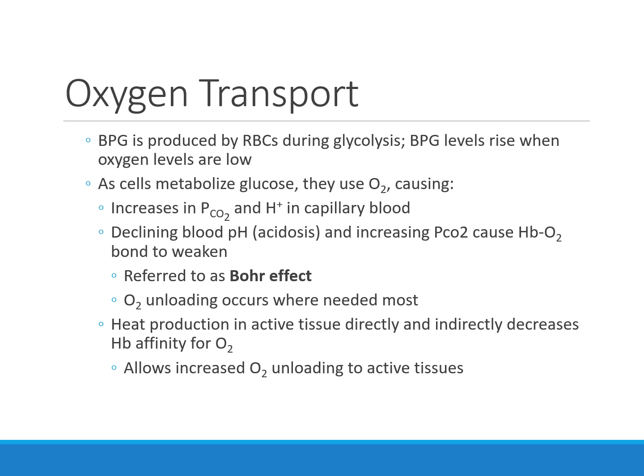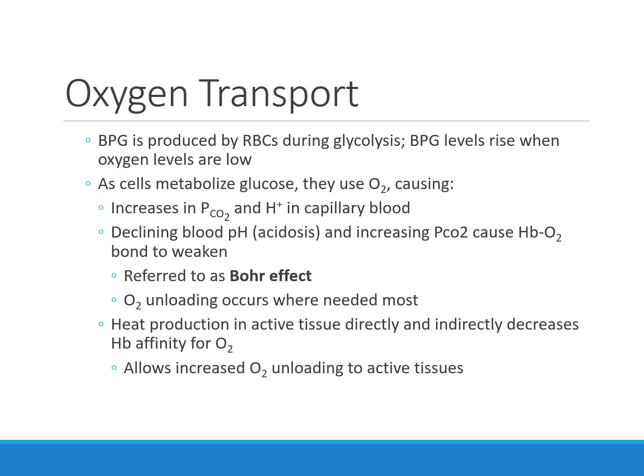BPG levels rise when the oxygen levels are low. So as cells metabolize glucose, they use oxygen. That's the whole idea of cellular respiration. And in doing that, they cause increases in the pressure of carbon dioxide and the hydrogen ion in the capillary blood. That declining pH, because remember hydrogen ion is an acid, and it causes the pH to decline and creates a condition called acidosis and increases the pressure of the carbon dioxide, causes the hemoglobin oxygen bond to weaken, and that is referred to as the Bohr effect.